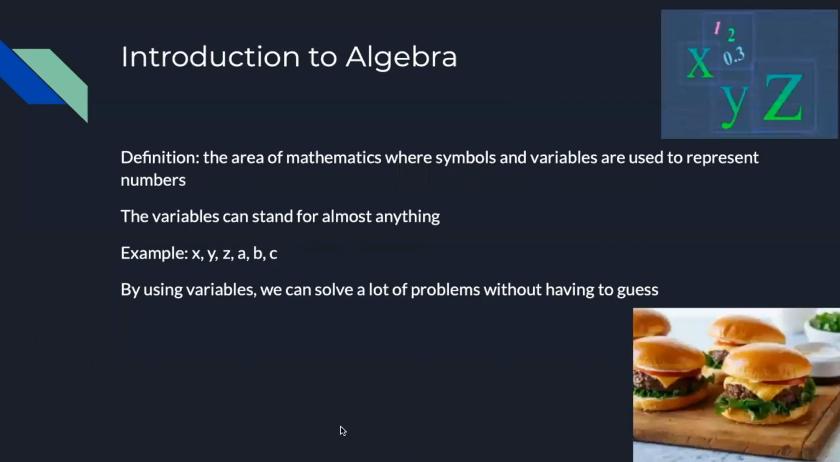By using variables, we can solve a lot of problems without having to guess, right? Remember, we had the sheep, or the pigs and chickens. If we use algebra there, we don't really have to guess and work our way to the answer, right? We can use algebra for many things. Pretty much everything today that involves technology, or if you want to build a rocket to go to the moon, or construct a building, all of these need algebra, right?